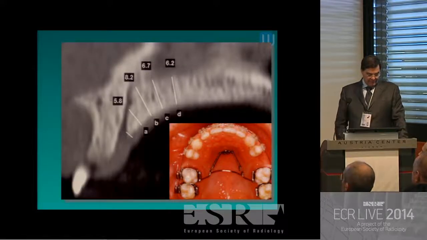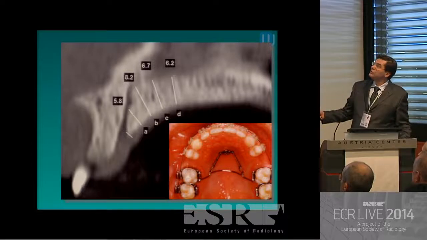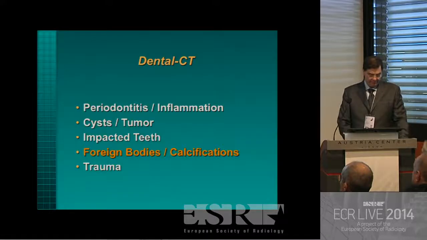When you take out the teeth, you can also do imaging to put special implants inside, anchorage implants, to pull the teeth from the back to the front, and you can say how much bone there is in the palatal bone.